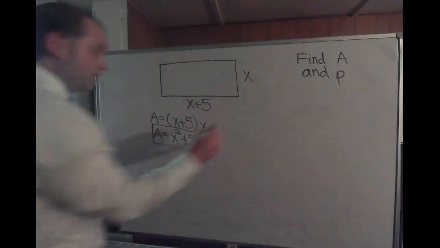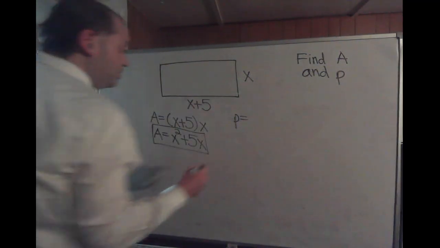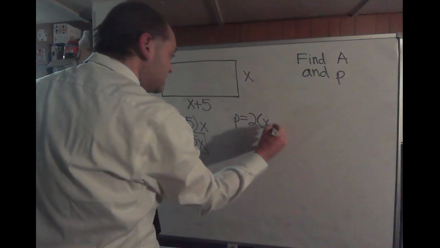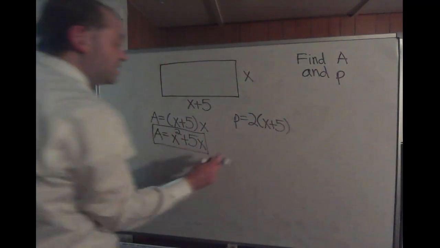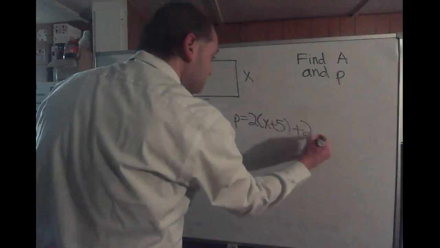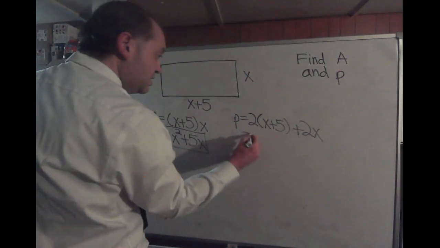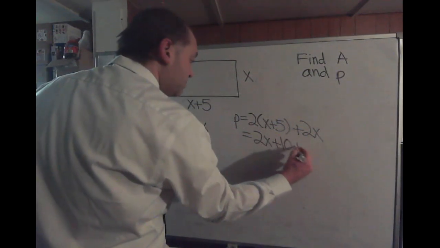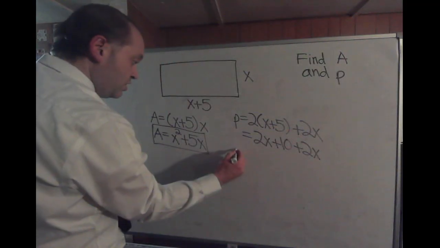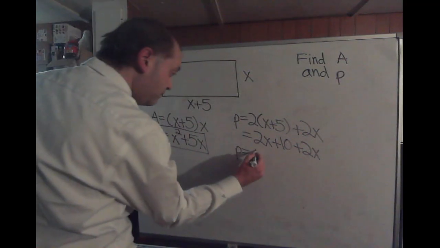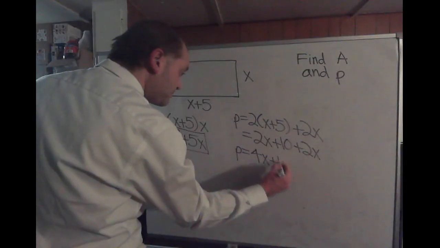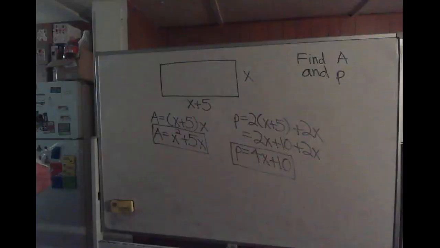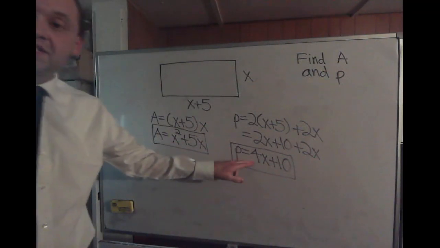Now we need to find the perimeter. The perimeter, again, you're going to take 2 times the x plus 5, because both pairs of opposite sides are congruent. You'll take that plus 2 times the x because both pairs of opposite sides are congruent. If you do the distributive property, you'd end up getting 2x plus 10 plus another 2x, which means your perimeter would have to equal 4x plus 10. So you end up getting the area of this rectangle being x squared plus 5x. The perimeter is 4x plus 10.